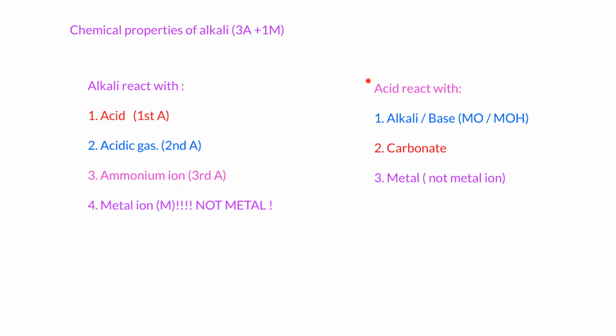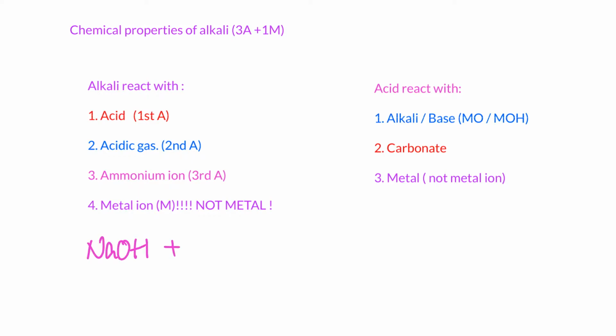So comparing with the acid, acid can react with the alkaline, that is base, which includes metal oxide and metal hydroxide, and we have carbonate and also metal. This one for acid, they react with metal. They are not reacting with the metal ion. Okay, what do we mean by that? Just have a look at the example.